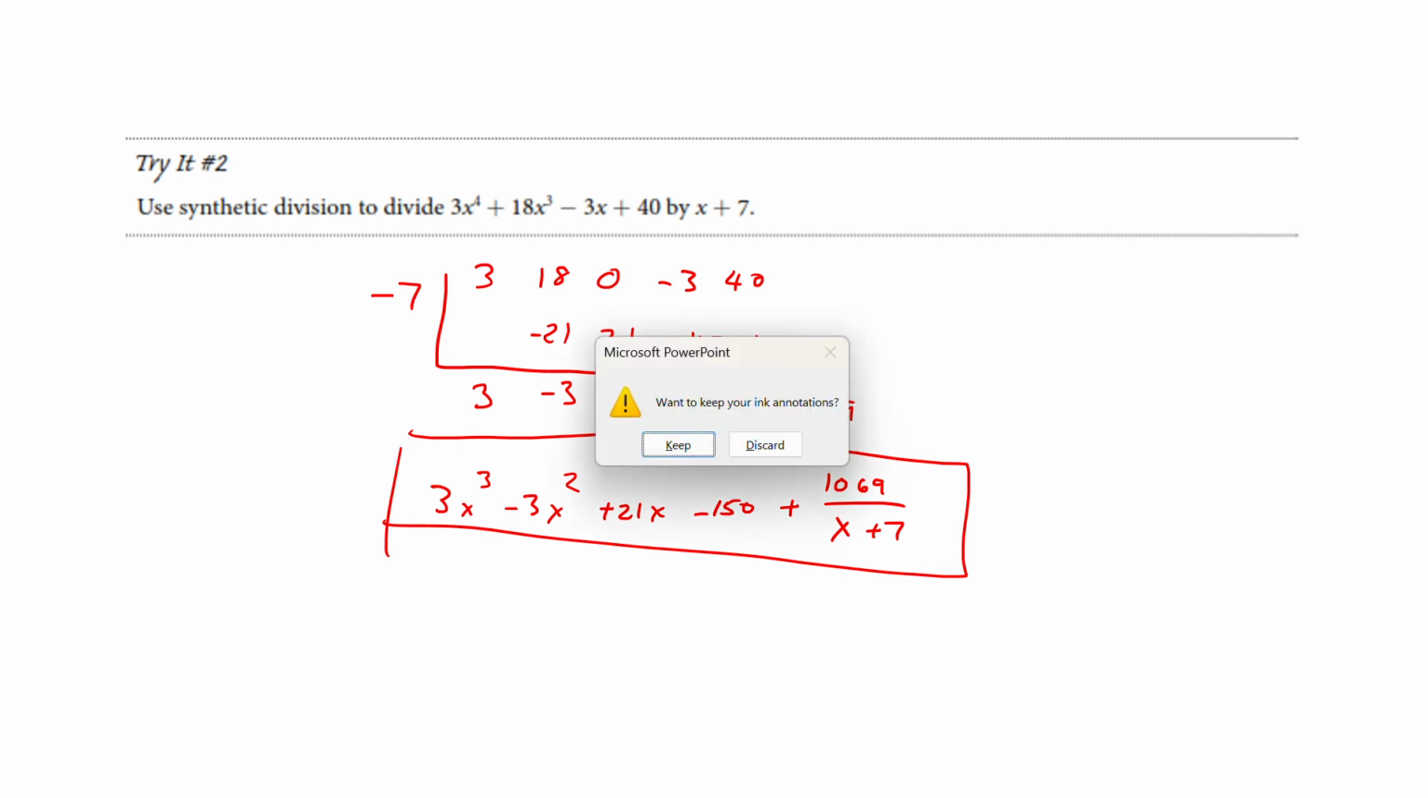I believe that's all we've got on this. So just don't forget about the placeholders. That's essential. You've got to make sure, or it's going to mess it up. And again, synthetic is limited. You can't do it if there is a coefficient in front of the x other than a 1. Again, there's a workaround, but we're not going to do that.